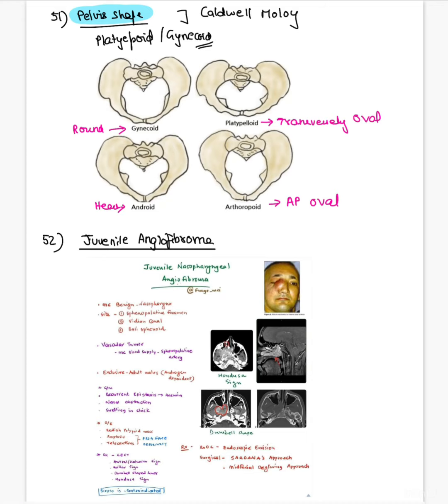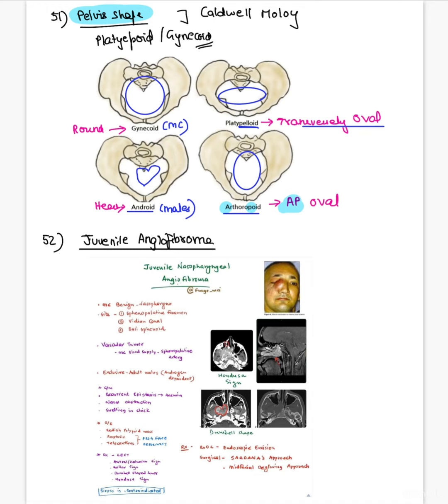If the pelvis is round, that is the gynecoid pelvis. This is the most common pelvis and it favors easy delivery, seen in the maximum population. Then android, the heart-shaped pelvis, is seen in males. Then platypelloid and anthropoid pelvis. For anthropoid, a very easy mnemonic is AP, that is anteroposteriorly oval. The platypelloid pelvis is transversely oval. Depending on the image, you can have an answer.